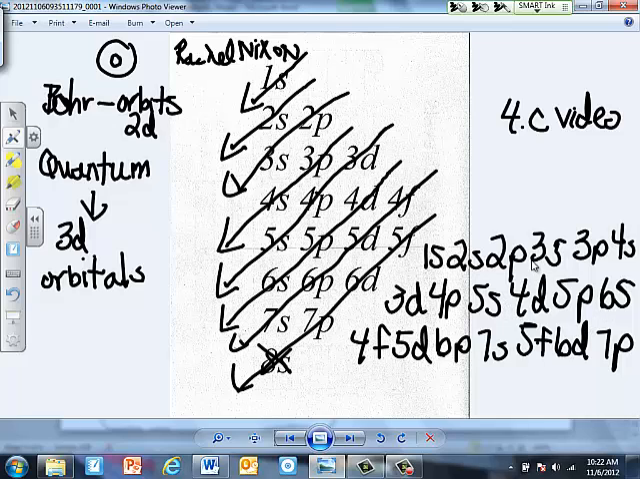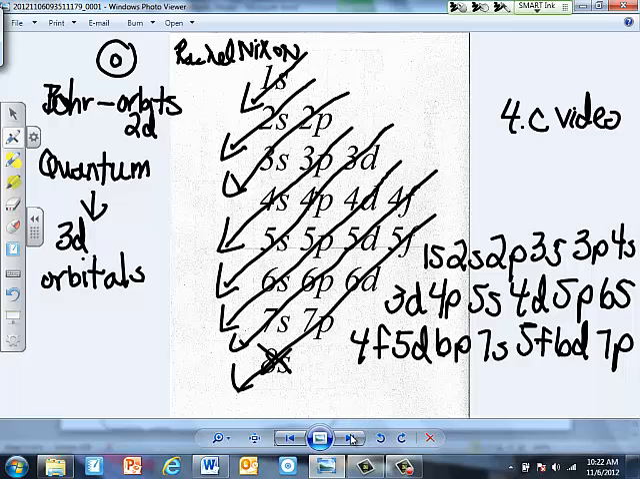Now what's going to happen is that in the next PowerPoint, you're going to learn how we fill these orbitals and how we draw electron maps. But we need to know the order. So this is one way. This is using what's called the diagonal chart. If you're someone who likes to take tests, write something down, scribble it, and you've got it, this is your thing.